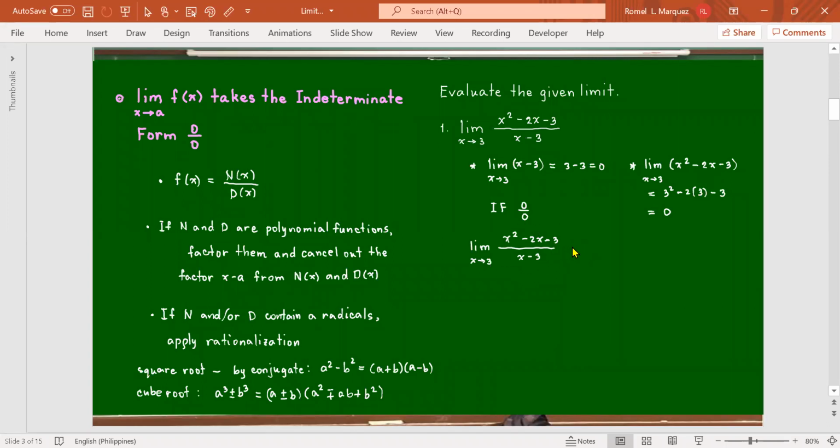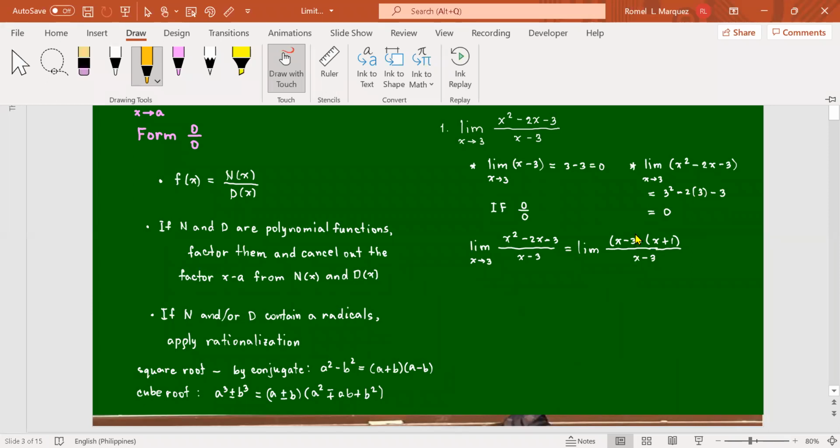So what's the factored form of the numerator, guys? One of the factors is guaranteed x minus 3, no? Because the numerator becomes 0 when x is 3, no? So the other factor is x plus 1, no? All over x minus 3. Am I right, guys? So from which we can now cancel out x minus 3.